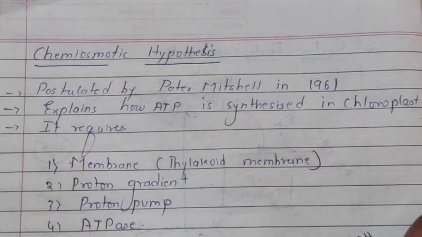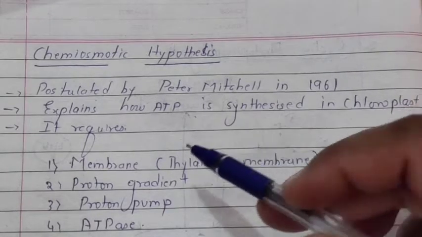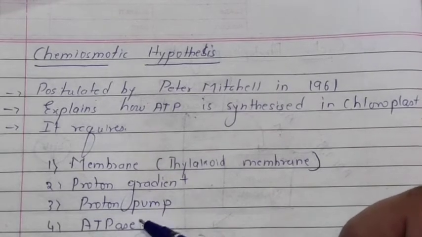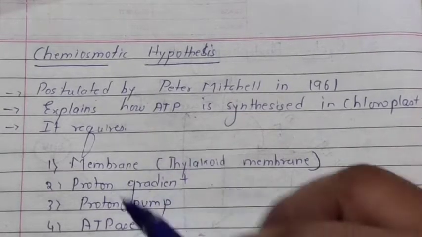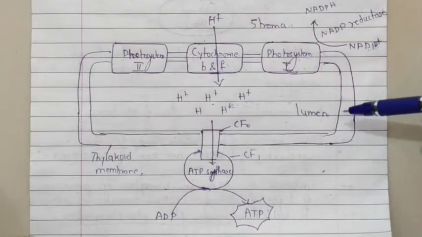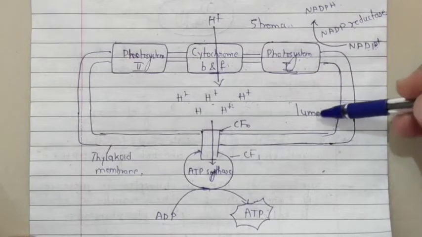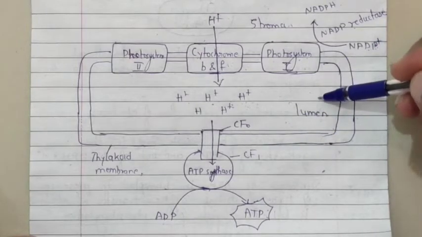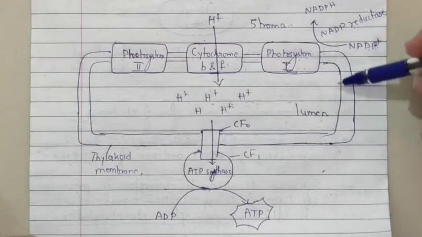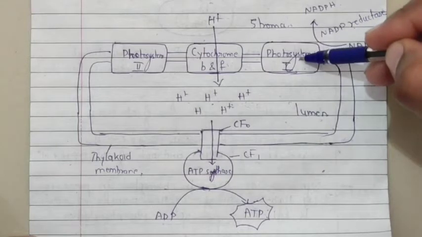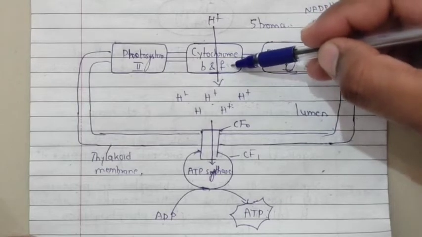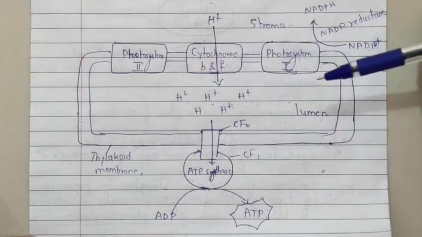So for the ATP synthesis, it requires membrane, proton gradient, proton pump and ATPase. Let us understand all these things through a diagram. Basically, this diagram is of thylakoid. This is the thylakoid membrane. Inside that there is a space called lumen. Outside there is a stroma. Associated with the thylakoid membrane, there are photosystem 1, electron transport system, this is one of the components of electron transport system, and photosystem 2.